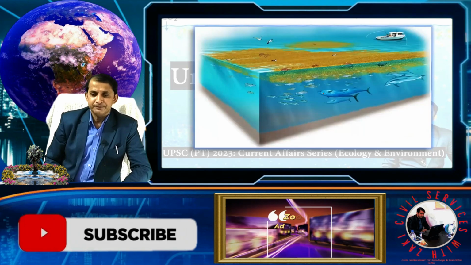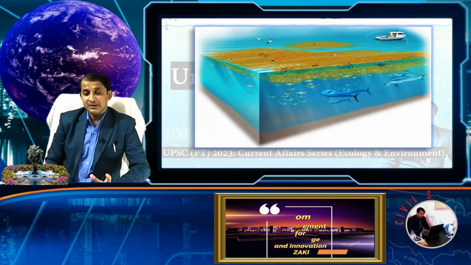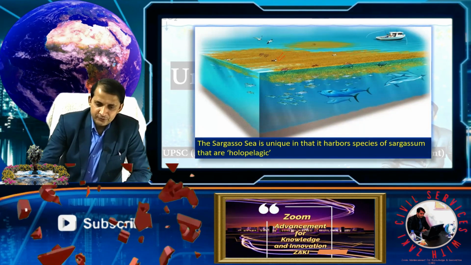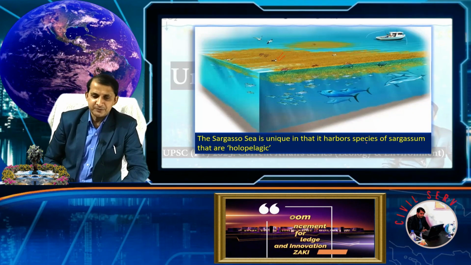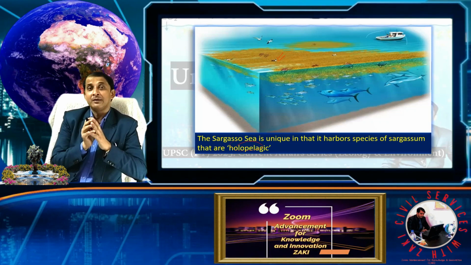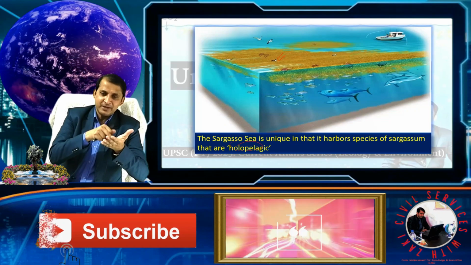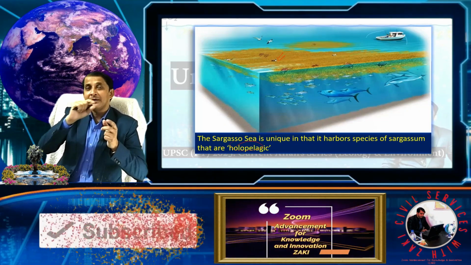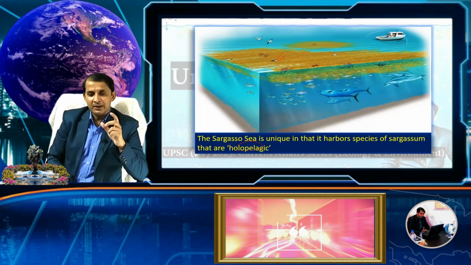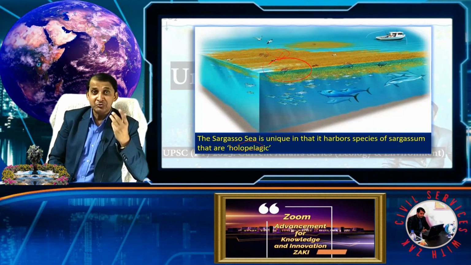See here, this is the Sargasso Sea, and this is the sargassum. Due to these sargassum seaweeds, this area is called the Sargasso Sea. The Sargasso Sea harbors species of Sargassum that are holopelagic. Holopelagic means living beings that can't use the soil or the basement of the seafloor. They are already floating and reproduce vegetatively during this floating. That's why this area is called the Sargasso Sea, and it is unique in the world.